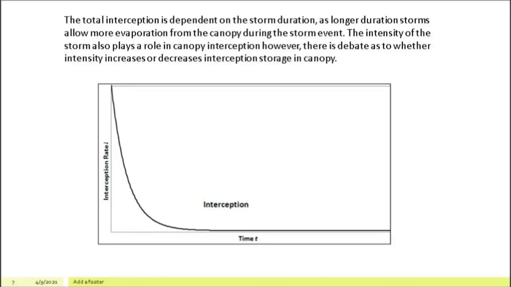The total interception is dependent on storm duration, as longer duration storms allow more evaporation from the canopy during the storm event. The intensity of the storm also plays a role in canopy interception. However, there is debate as to whether intensity increases or decreases interception storage in canopy.